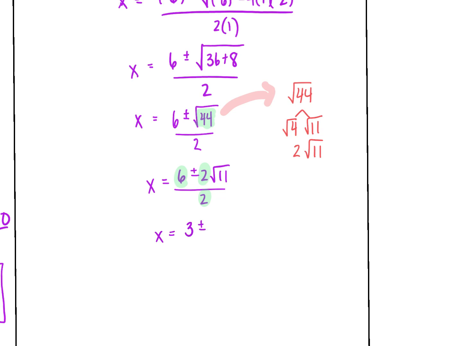this would be a 1. 2 over 2 would be 1. I don't need that. So this then is my solution: 3 plus or minus radical 11.